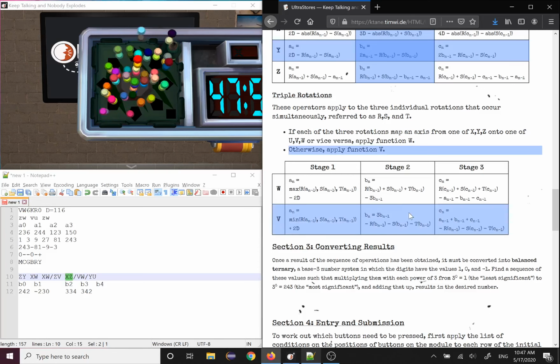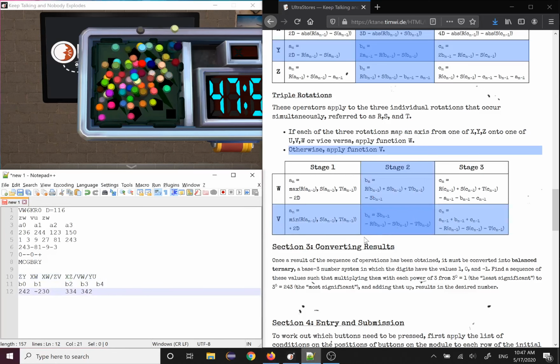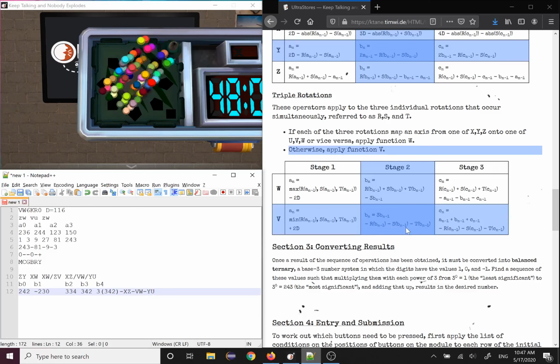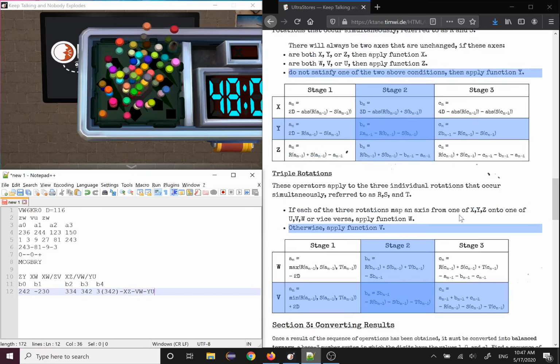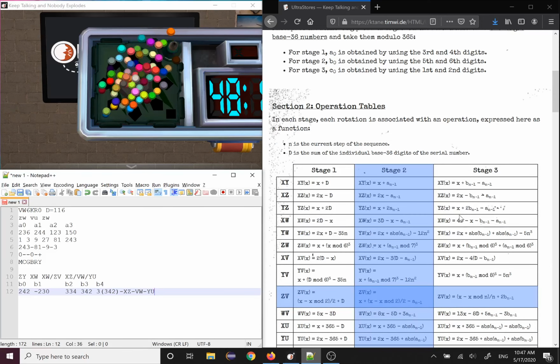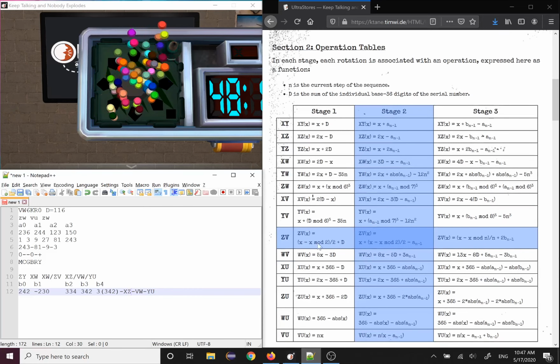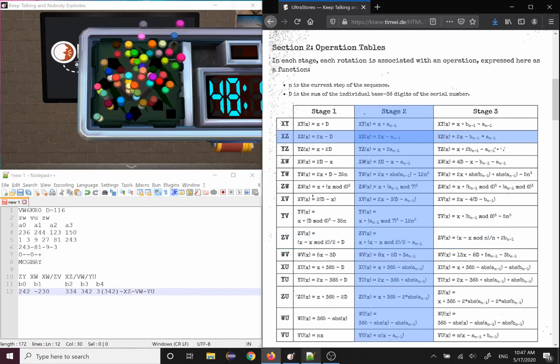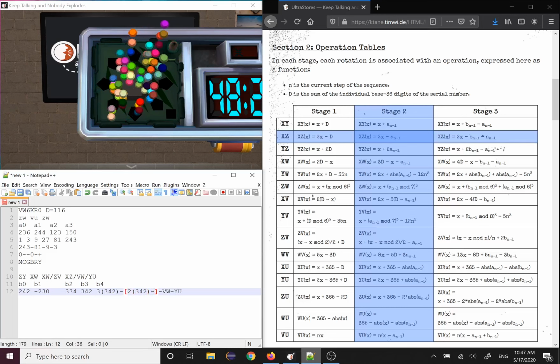Applying function v on stage 2 is going to be 3 times bn minus 1, which is 342, minus xz minus vw minus yu. And we see that all of them are inputting 342 because that's bn minus 1, so we do not worry about past a values in this case. So 3 times 342, we will worry about that in a bit, but xz on stage 2 is equal to 2 times 342 minus an minus 1.